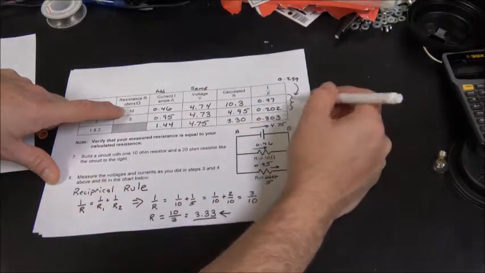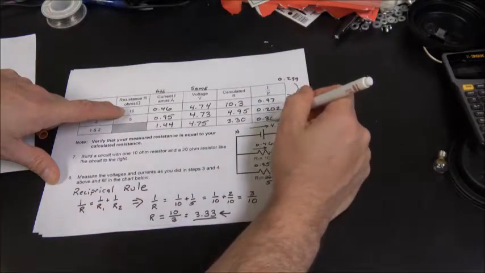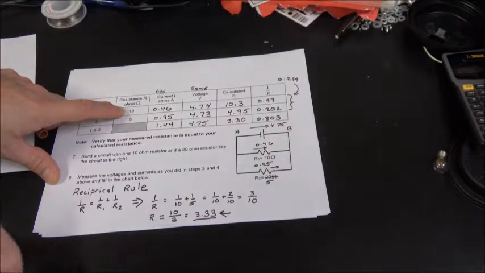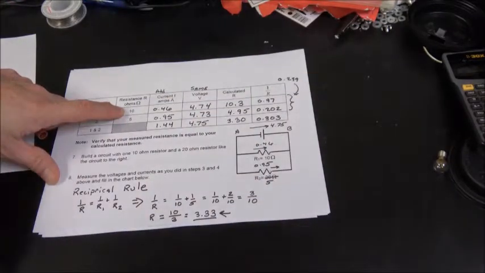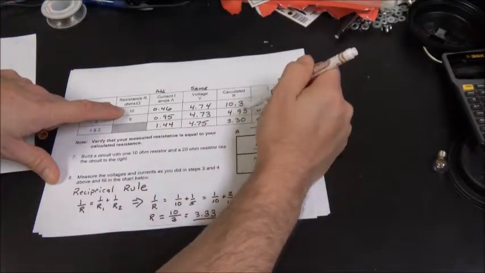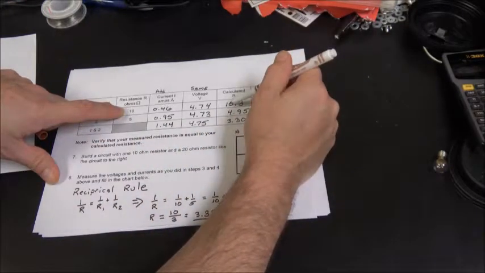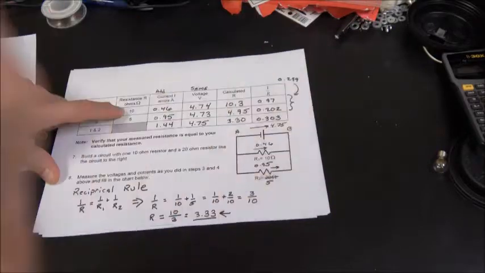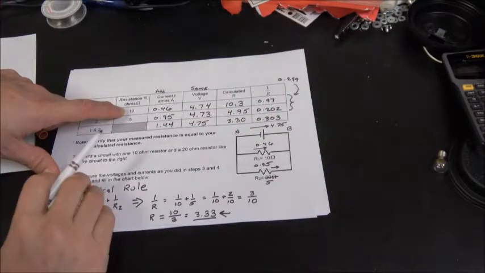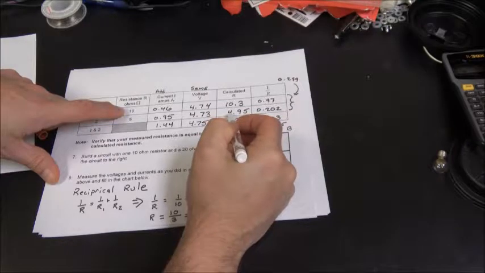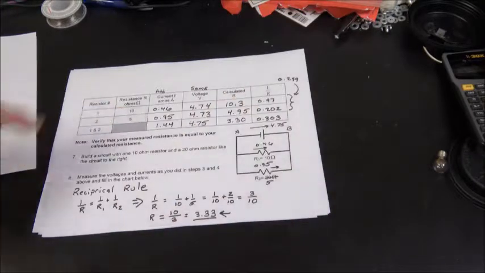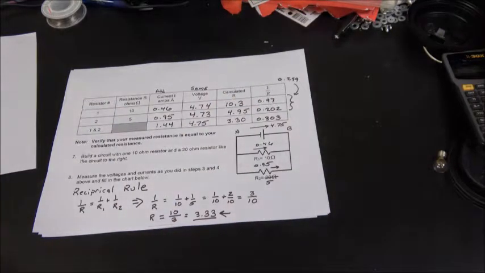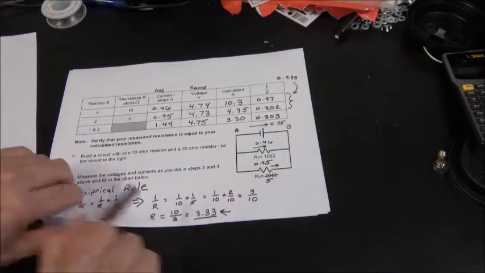Our experimental value that we calculated was 3.03. Pretty close. Why is that? That's because these resistors aren't perfect. Nothing's made perfect. So they have about a 10% tolerance. So this one could be anywhere from like 9 to 11. So 10.3 for that one is actually pretty good. Same thing with this one. This would be anywhere from 4.5 to 5.5. Alright, so that's how we add resistors in parallel.